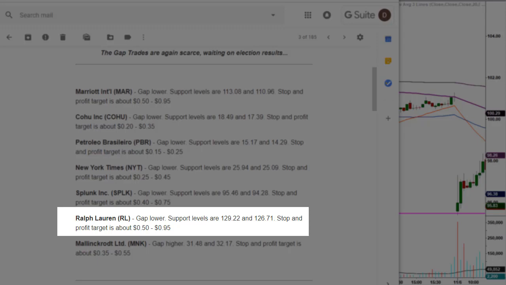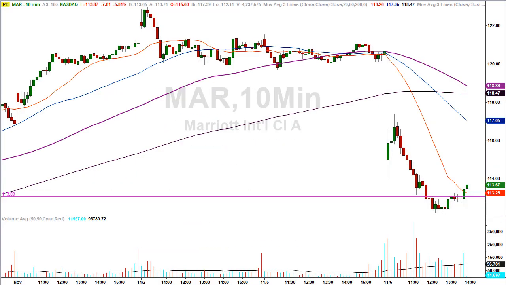Let's go back and take a look at some charts. Now here's a chart of Marriott. It was a no trade, but it was a heartbreaker, and I figured why not show it anyway? Because there's value in everything. We can learn from everything.